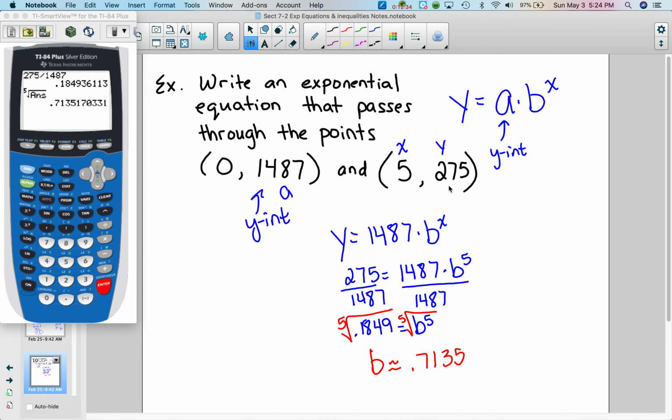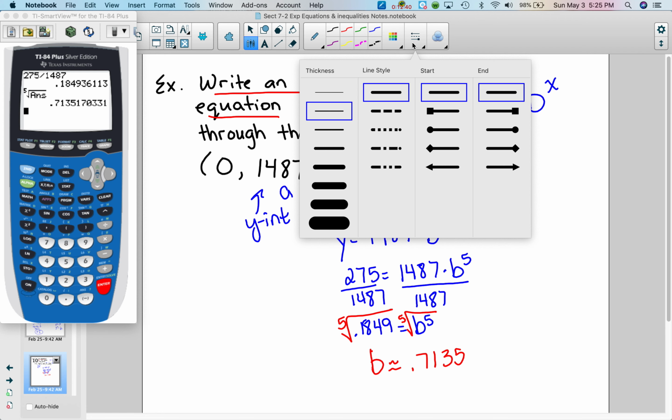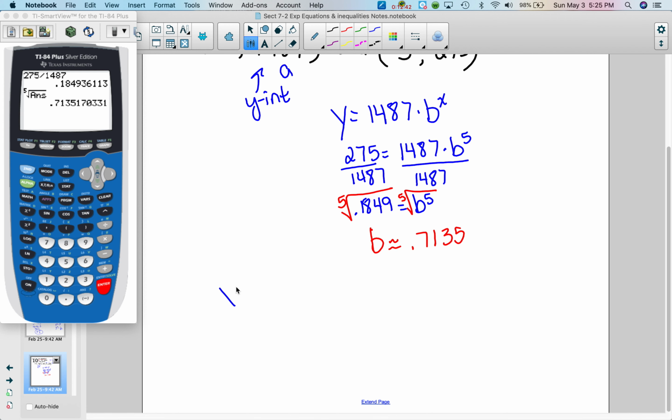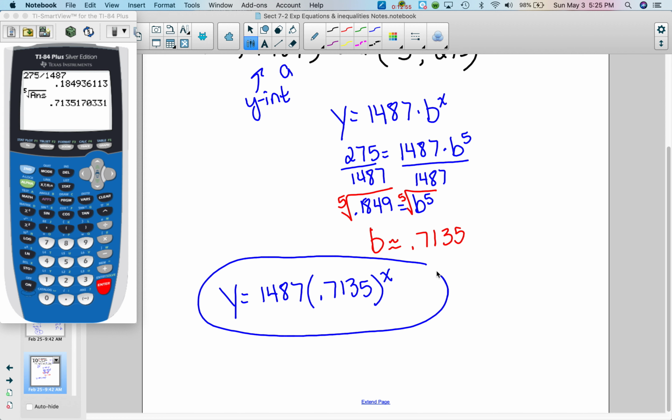Now, I'm not done yet, because notice that the question says write an exponential equation. So, my work's all done, but I have to put that together. So we have y equals, remember the value of a was 1,487 times 0.7135 raised to the x power. This would be my solution.